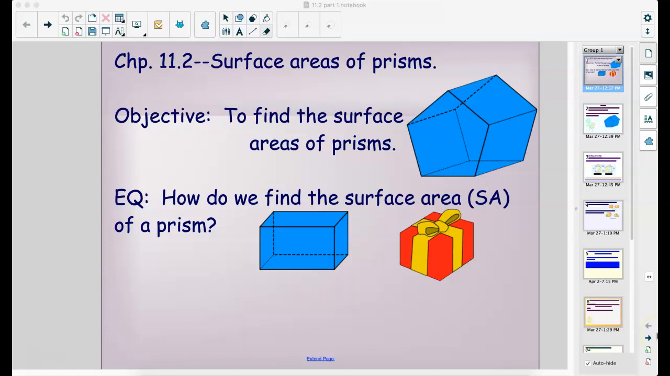Section 2 of Chapter 11, Prisms. Our objective is to find the surface areas of prisms, and our essential question is, how do we find the surface area of a prism? So let's get started. At any time, pause the video if you need to go slower.